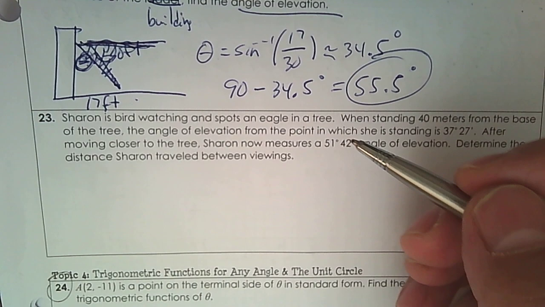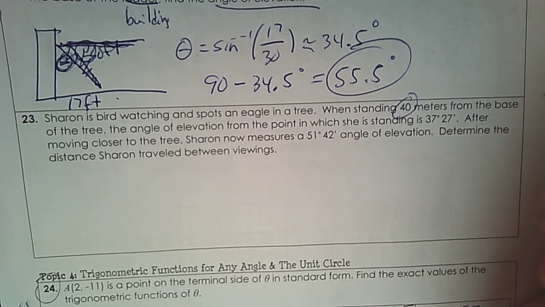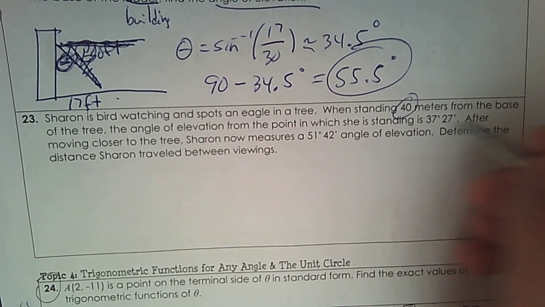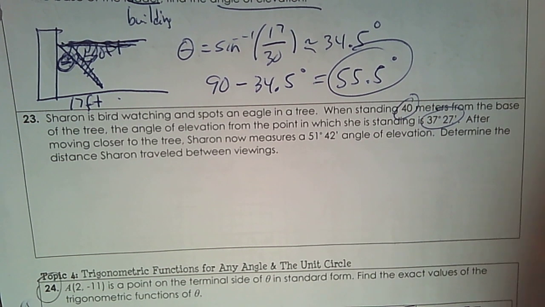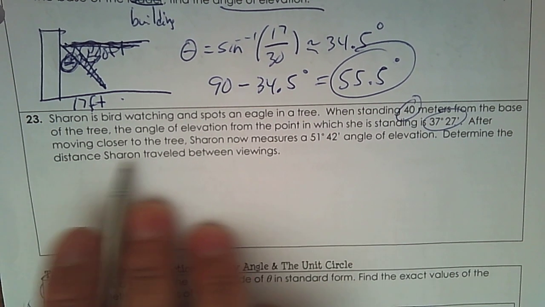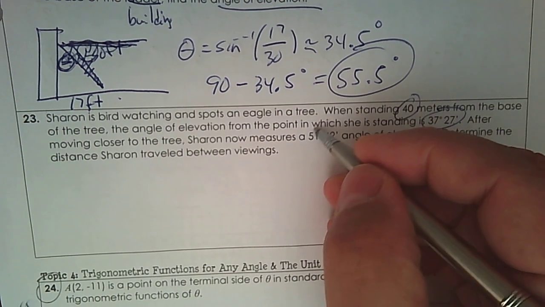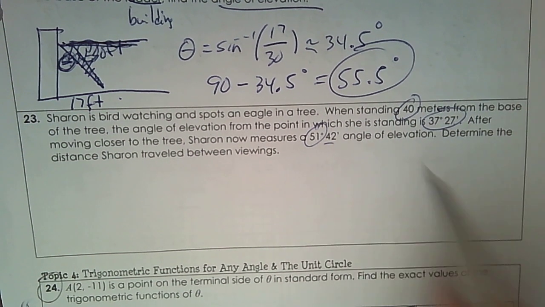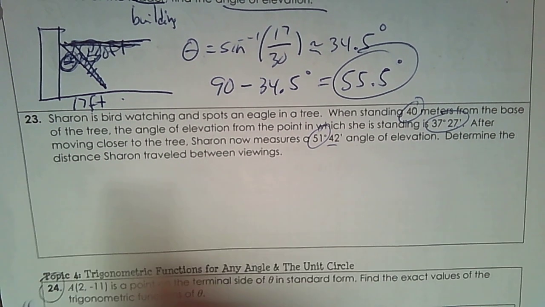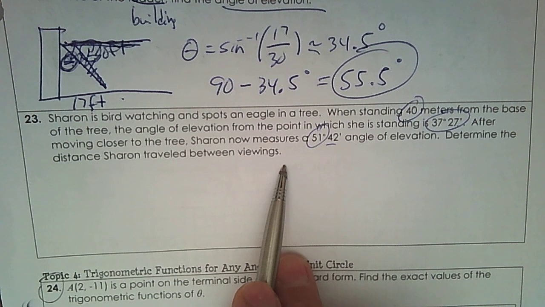Sharon is bird watching and spots an eagle in a tree while standing 40 meters from the base of the tree. The angle of elevation is 37 degrees and 27 minutes. We'll do that in a second. After moving closer to the tree, she now measures the angle of elevation as 51 degrees and 42 minutes. Determine the distance Sharon traveled between the viewings.